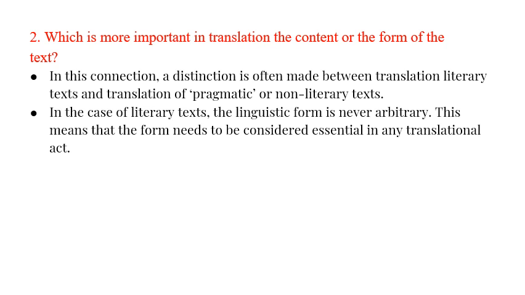So in the case of literary text, the linguistic form is never arbitrary. This means that the form needs to be considered essential in any translational act. So basically, what we mean here is that if I am a translator who's trying to translate a text, a poem, for example, I should consider the rhyme, for example. And we find some translators who try to create rhythm and rhyming lines when they translate plays, for example, Shakespeare's plays or so on. So they try to consider this form, the linguistic form. So they try to add this into their translations as well.